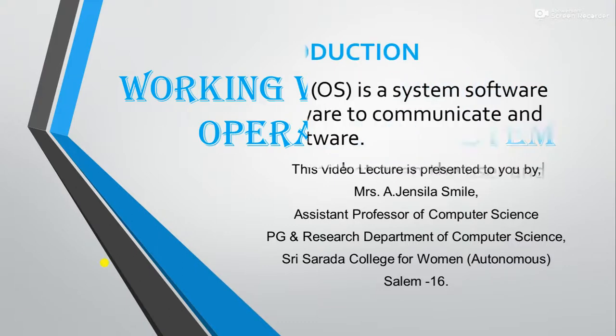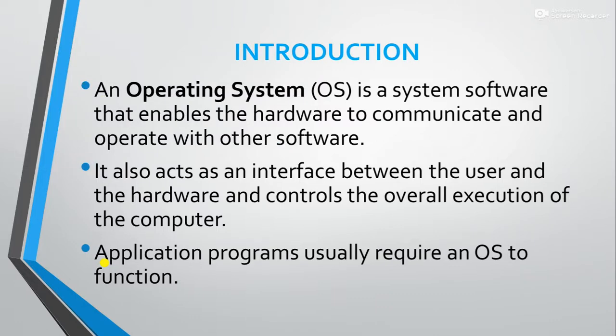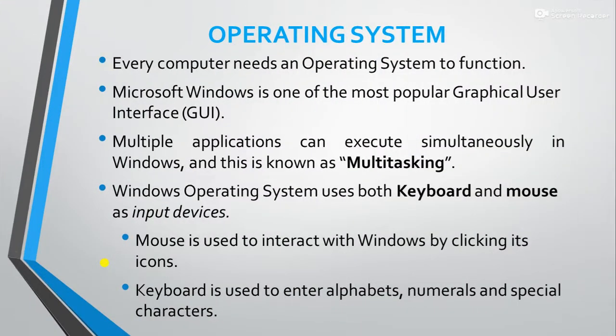Let us next define what is an operating system. An operating system is a system software that enables the hardware to communicate and operate with other softwares. It also acts as an interface between the user and the hardware and controls the overall execution of the computer. Application programs usually require an operating system to function. Every computer needs an operating system to function.